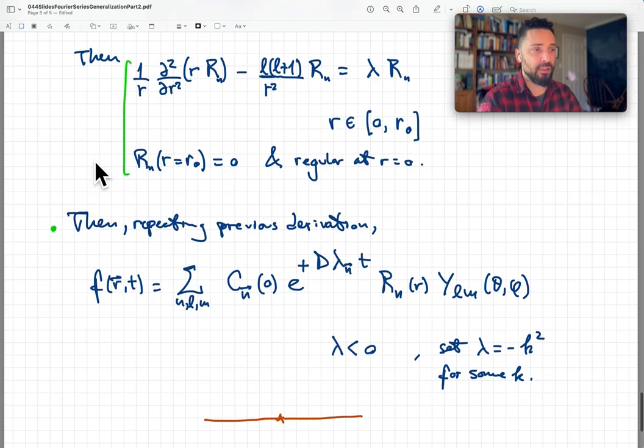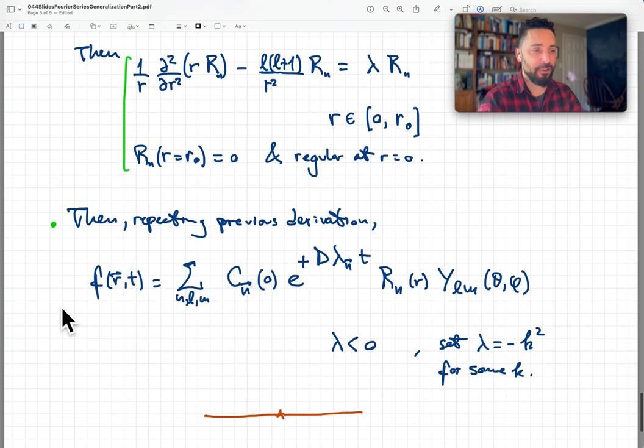I anticipate that the solution to this equation is going to be something called a spherical Bessel function. Nothing to be afraid about. It will have to obey these boundary conditions. We'll figure that out, but I'll leave that for next time.